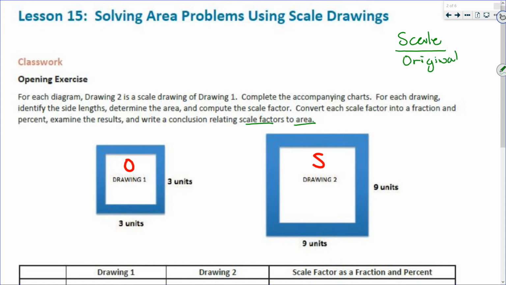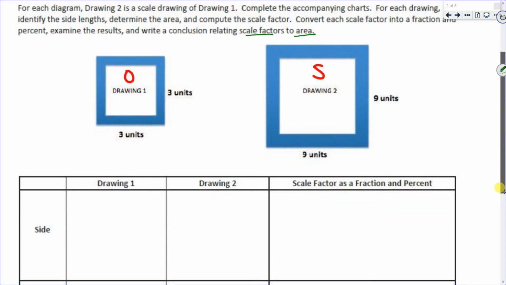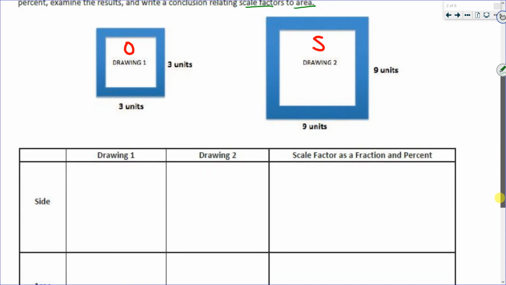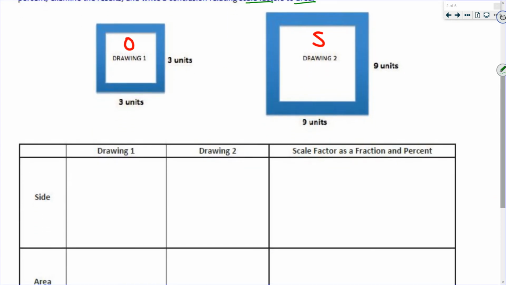So which one's the scale again? Drawing 2. Which one's the original? Drawing 1. Yo, drawing 1's the original. Yeah. Let's see. I'm going to hear this from y'all in the morning when we get back from school. All right, so drawing 1, what's the other side length? Well, drawing 1 has a side length of what? Yeah, it just has 3 units.